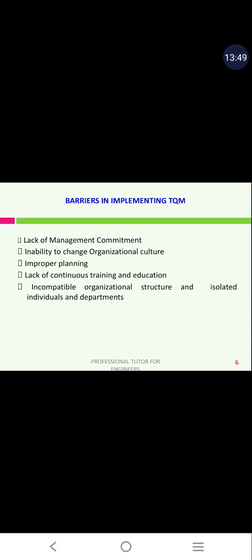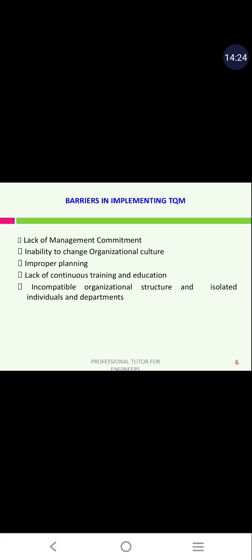Okay, so first one is lack of management commitment, and second one is inability to change organization culture, and third one is improper planning, and fourth one is lack of continuous training and education, and fifth one is incompatible organizational structure and isolated individuals and departments. So now we will discuss one by one in detail. So first one is lack of management commitment.